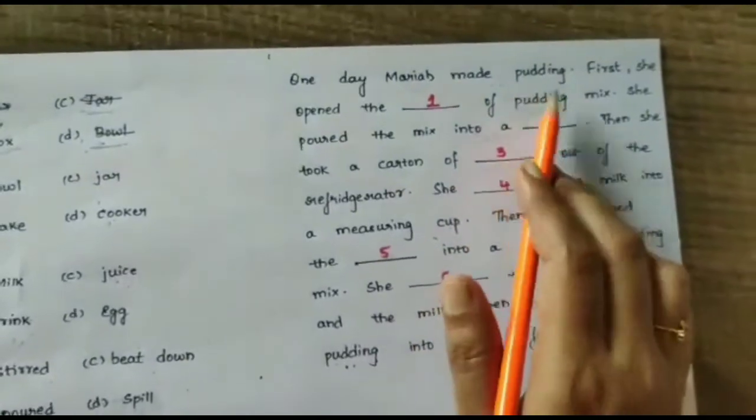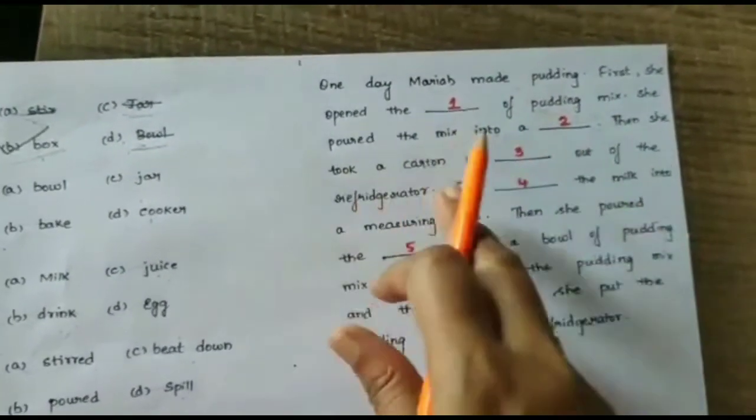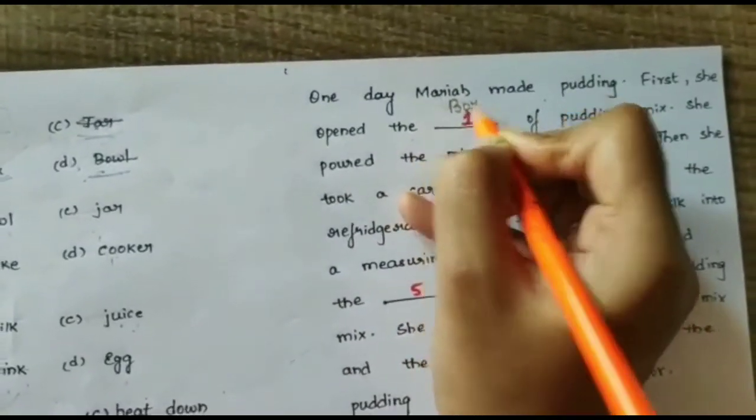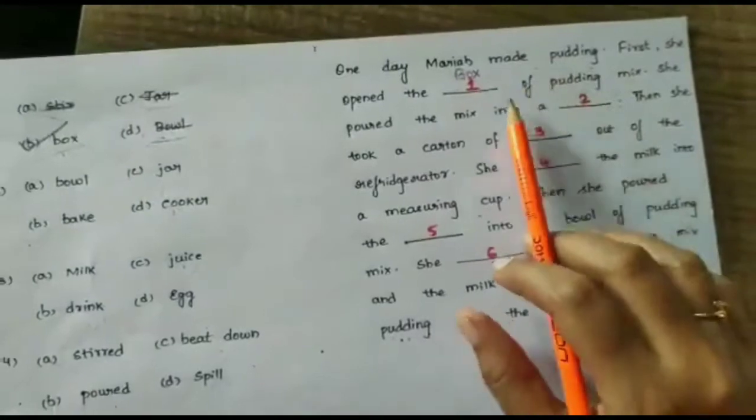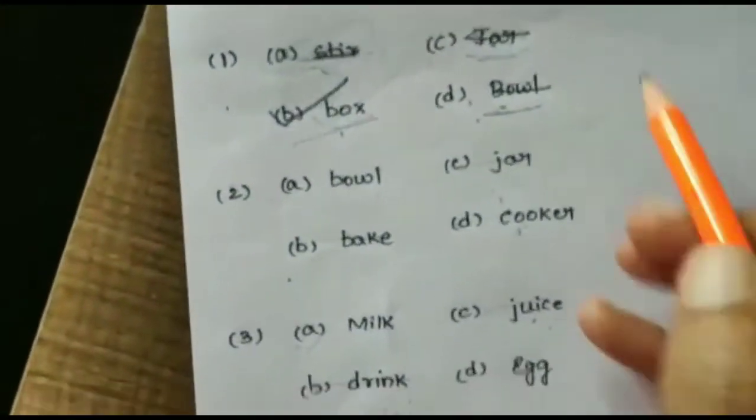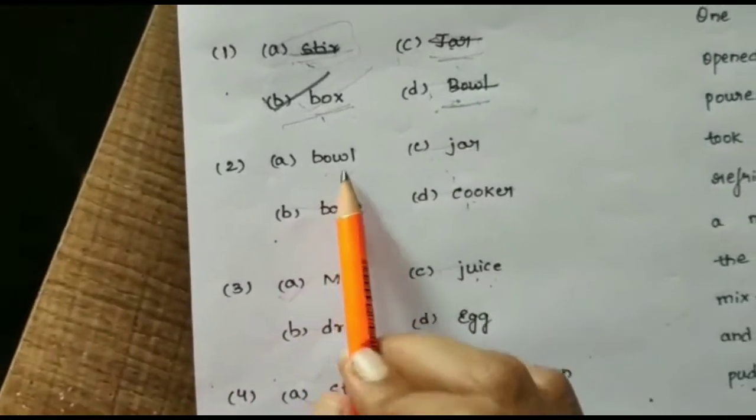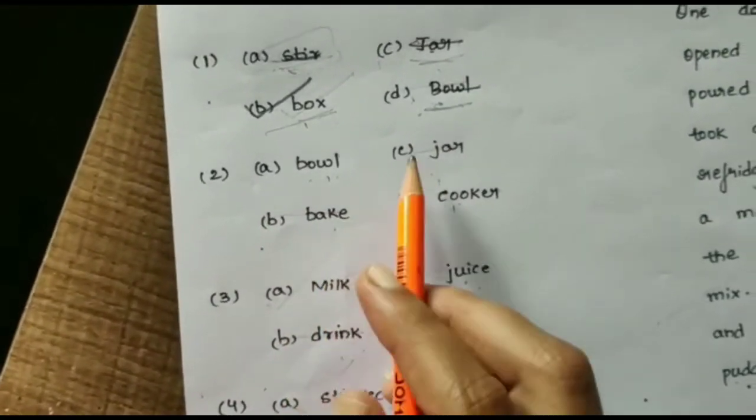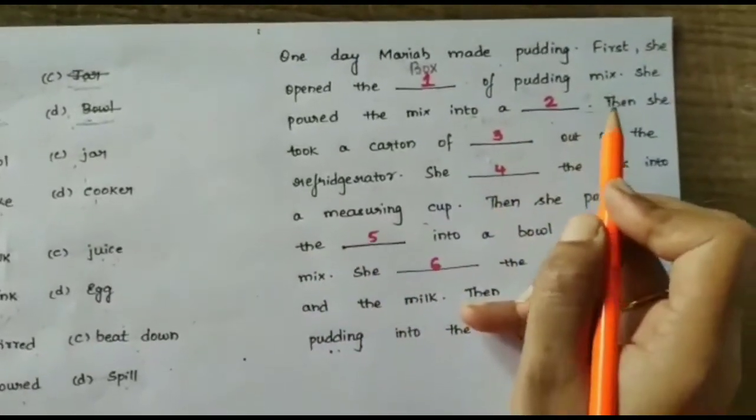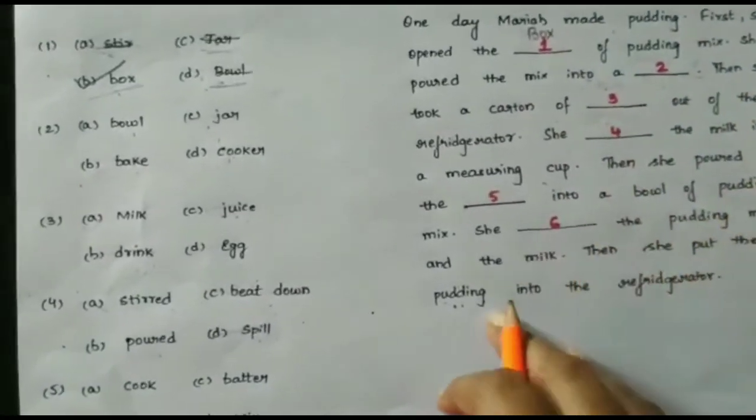So one day Maria made pudding. First she opened the box of a pudding mix. So see, now it is suitable, so we are writing here box. She poured the mix into a dash. Next we are moving to the second blank. Option A bowl, option B bake, option C jar, option D cooker. So she poured the mix into a dash. Can she pour a mix into a cooker?